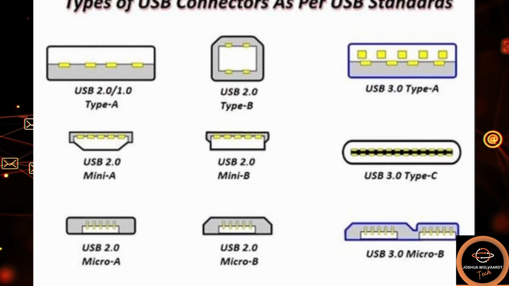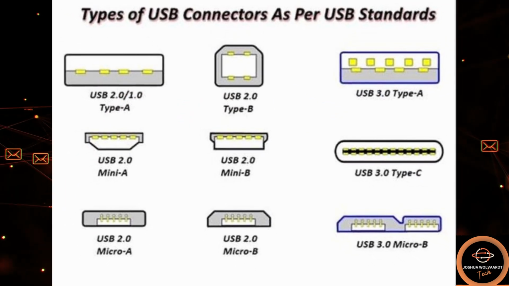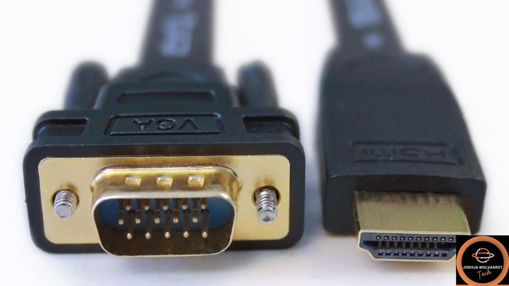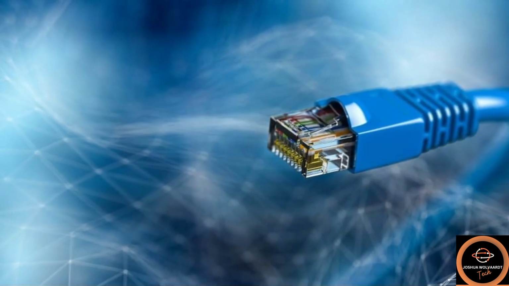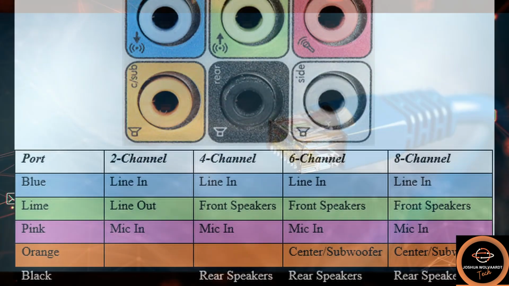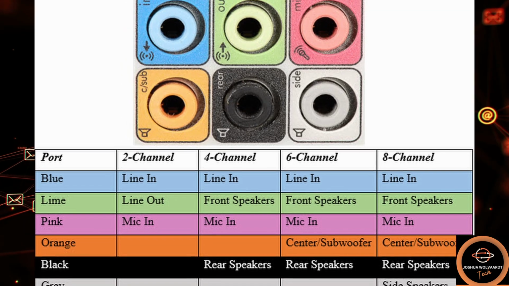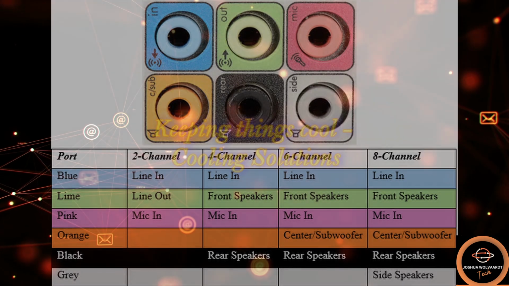USB ports come in different speeds and types. DisplayPort and HDMI are common video output standards. Ethernet provides a wired network connection, while audio jacks allow you to connect headphones or speakers.